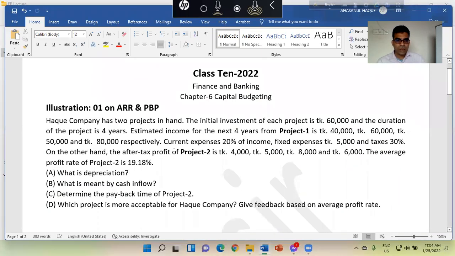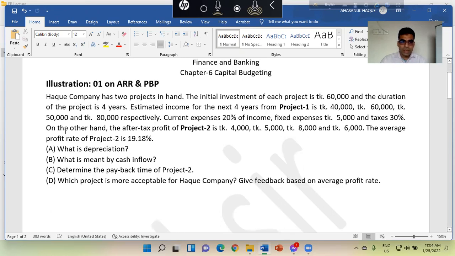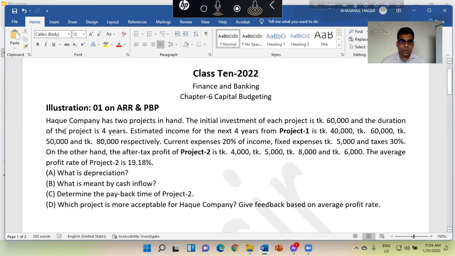Can you see the screen? Yes, sir. Illustration one on ARR and payback period. Another illustration. Haque company has 2 projects in hand. Haque company has 2 projects. The initial investment of each project is Taka 60,000.